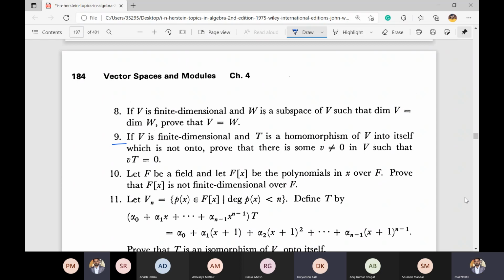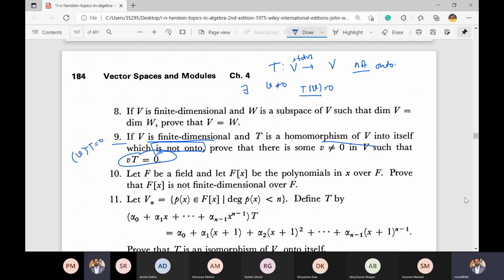Okay, for question number 9, again V is finite dimensional and T is a homomorphism of V into itself which is not onto. This implies T is a map from V to V, not onto, and V is a finite dimensional vector space. Then we have to show that there exists V not equal to 0 such that T of V equals 0. We are using this notation. So how will you prove this one?